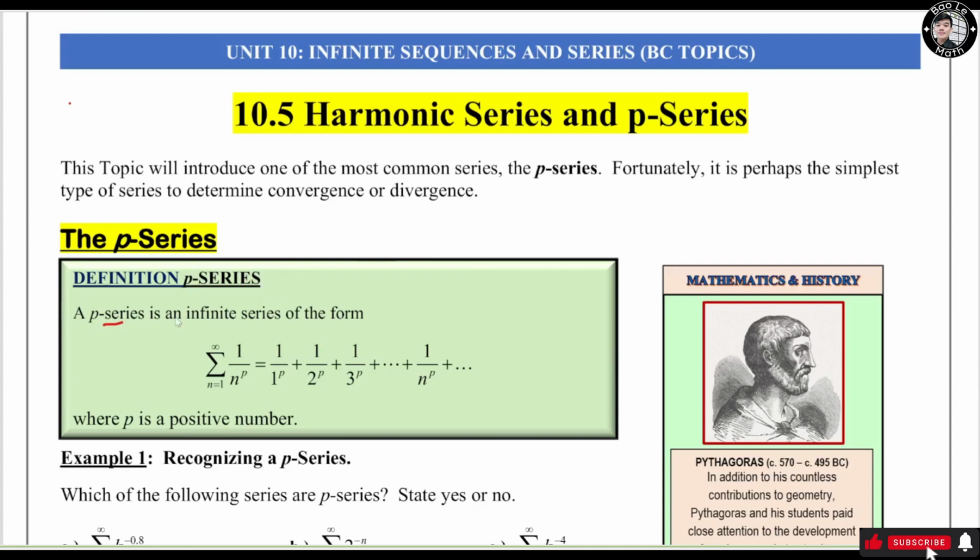A P series is an infinite series of the form sigma of 1 over n to the p, when n goes from 1 to infinity. Now, if you populate this series, it's going to be 1 over 1 to the p plus 1 over 2 to the p plus 1 over 3 to the p, etc., until 1 over n to the p, where p is a positive number. Alright, so keep that in mind.